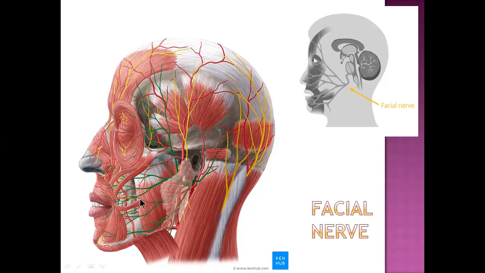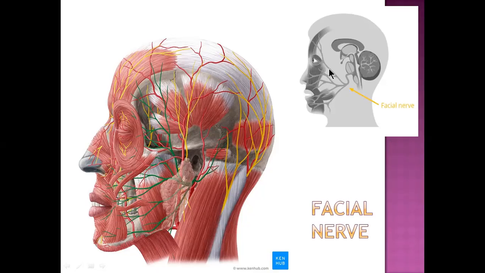Then it will give a branch by the side of the oral cavity, that is the buccal branch. So this is the buccal branch. Again, it will divide into the upper buccal and lower buccal. Then it will give one more branch at the level of the mandible, that is called the marginal mandibular branch. And there will be one more branch, called the cervical branch. So this is the cervical branch, remember.